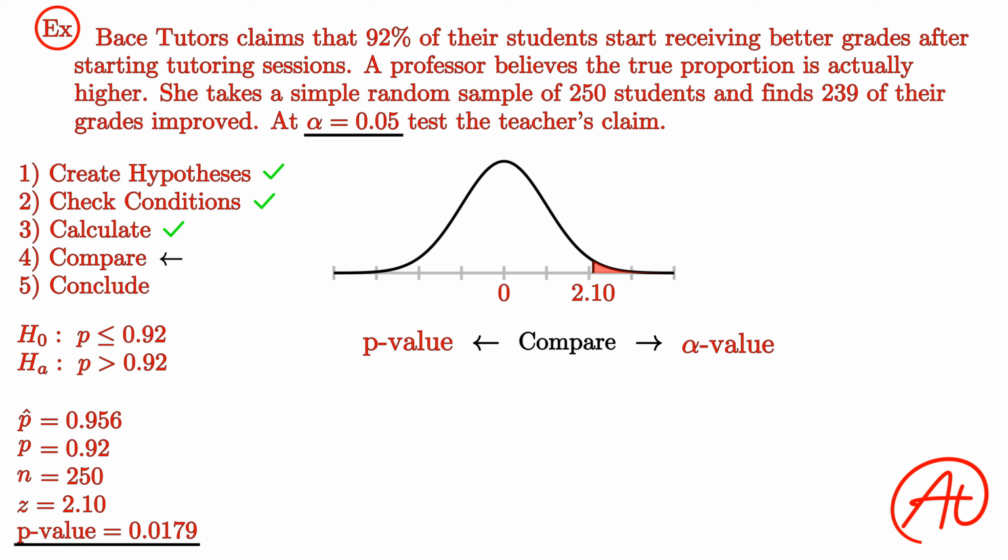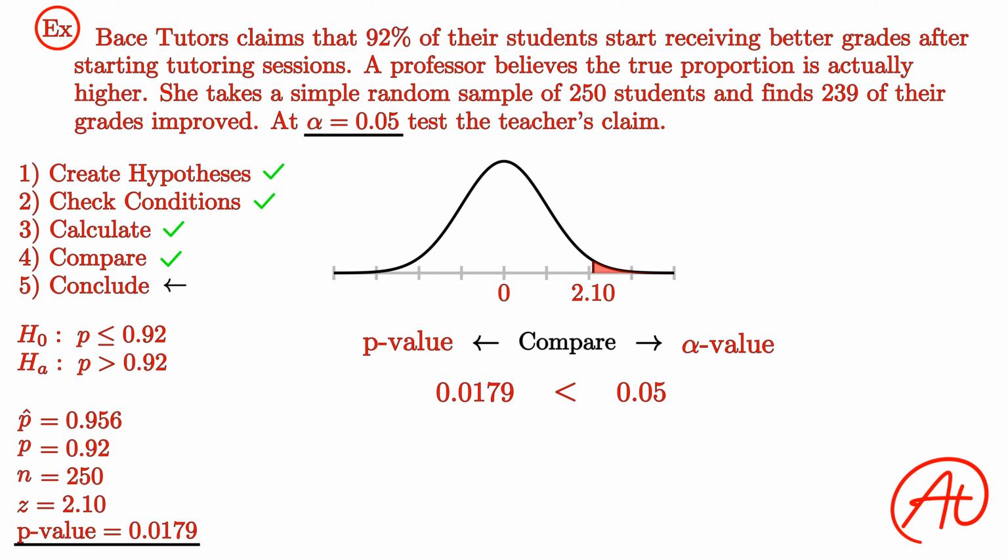Okay, to compare our p and alpha values, we just need to determine which one is bigger or smaller. With a p-value of 0.0179 and an alpha value of 0.05, the p-value is less than the alpha value. Okay, great. Now that our comparison is done, we can move on to our last step, conclude.